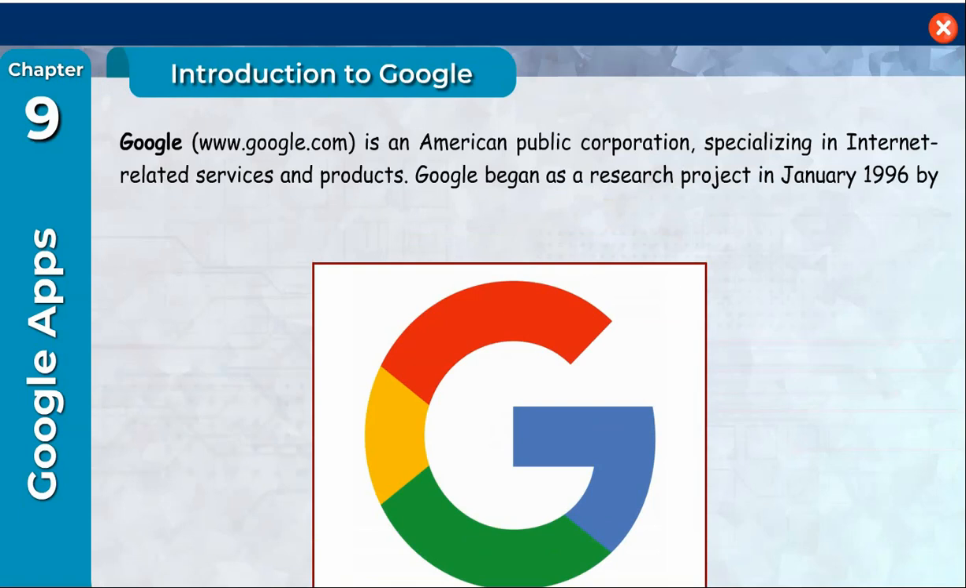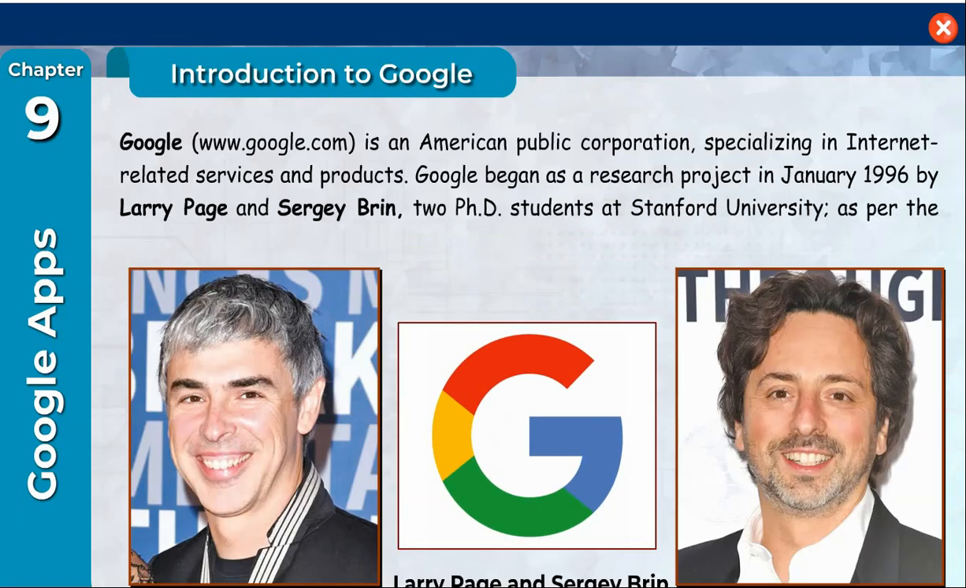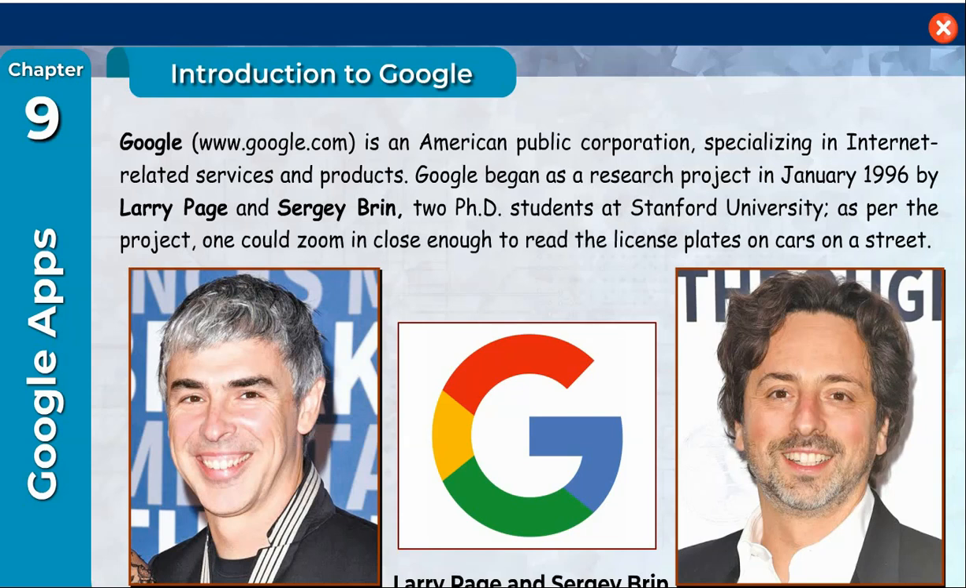Google began as a research project in January 1996 by Larry Page and Sergey Brin, two PhD students at Stanford University. As per the project, one could zoom in close enough to read the license plates on cars on a street.